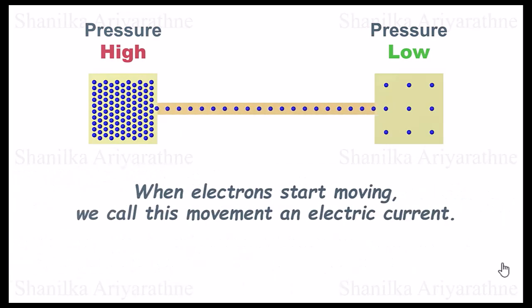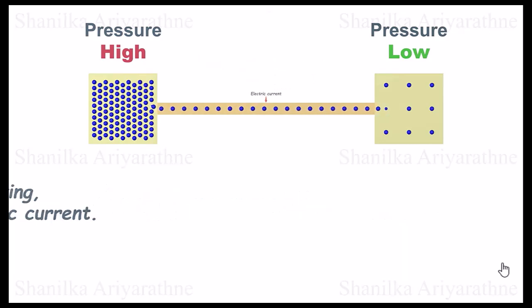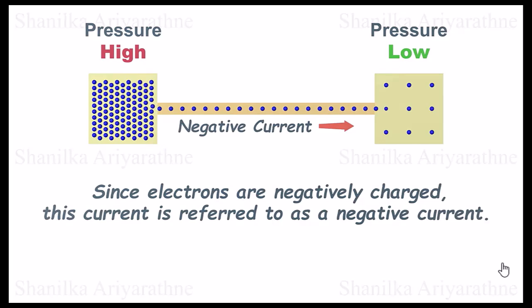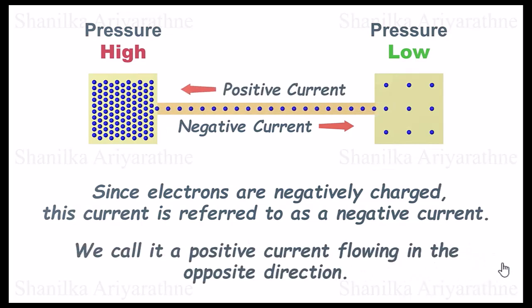When electrons start moving because of the voltage, we call this movement an electric current. Since electrons are negatively charged, this current is often referred to as a negative current. But we humans don't like negative things, so when there's a negative current flowing in one direction, we call it a positive current flowing in the opposite direction.